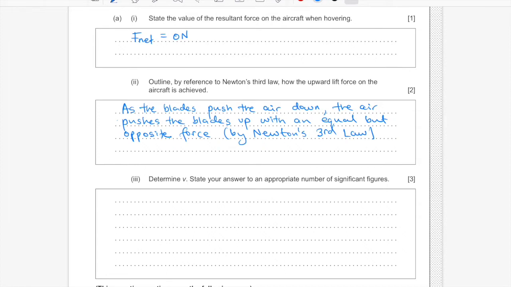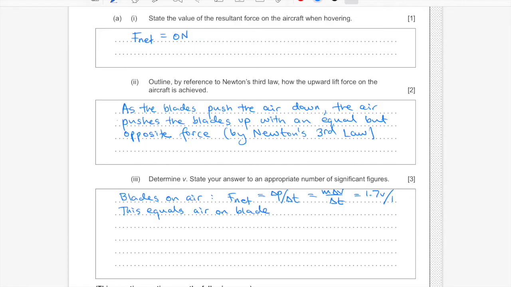Determine v. We know that the blades are pushing the air down, and the air went from zero velocity to having a velocity v. This rate of change of momentum is equal to the net force. The momentum of the air has changed in 1 second, so we're just looking at 1 second here. It was 1.7 kilograms of air that was pushed down in 1 second to achieve velocity v. So I can write this expression for the net force on the air.